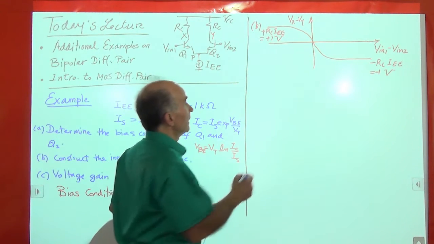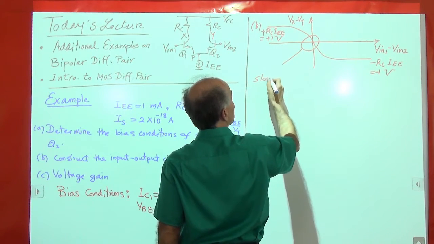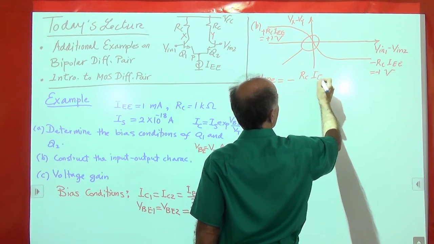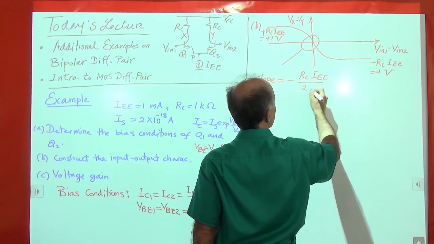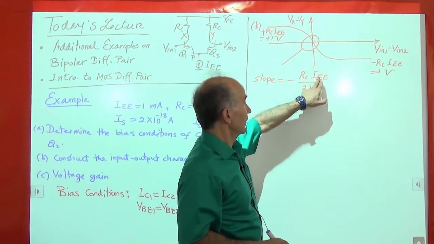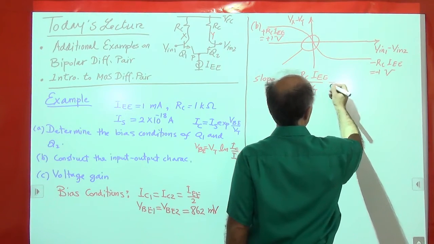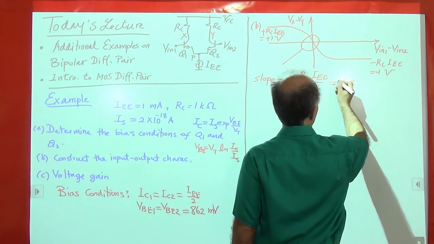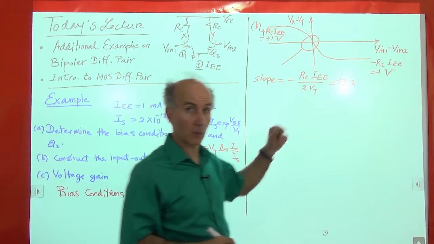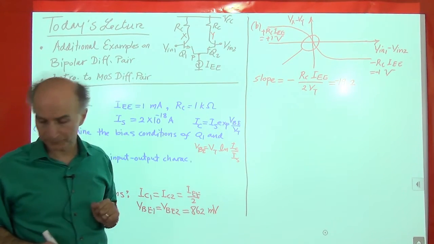And let's try to find the slope in this vicinity, right? The slope is, if you remember, minus RC IEE over 2VT. And with the numbers that we have, RC IEE, that's 1 volt divided by 52 millivolts. That comes out to be something like 19.2 with a negative sign. So that is the slope. The slope doesn't have a unit because we are plotting voltage as a function of voltage, right? So the slope is unitless.